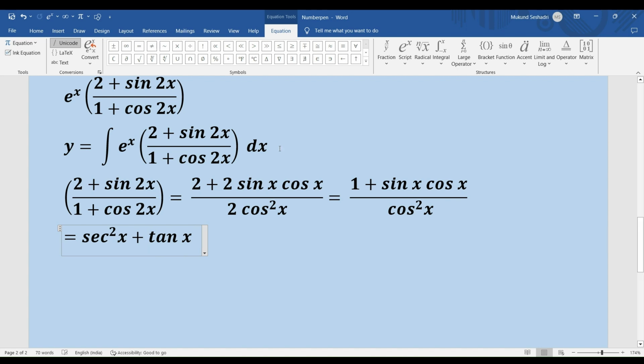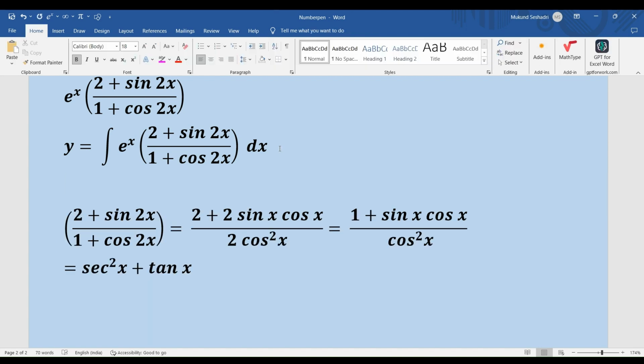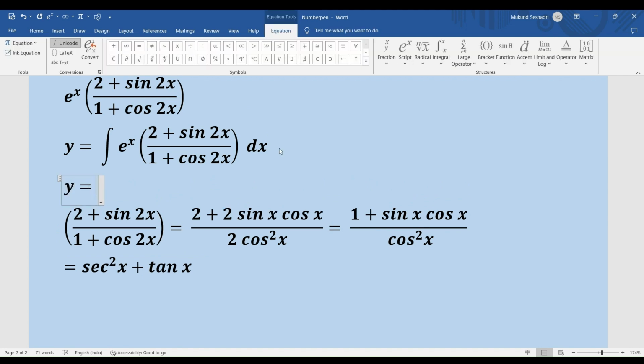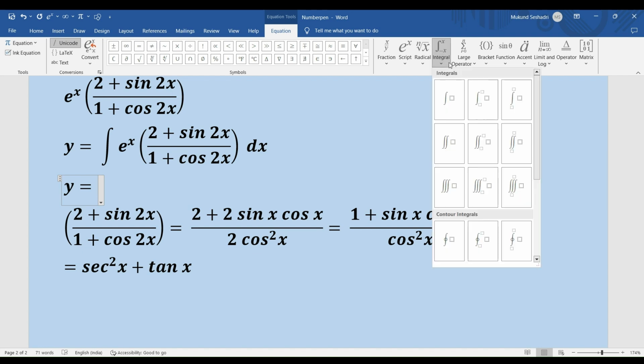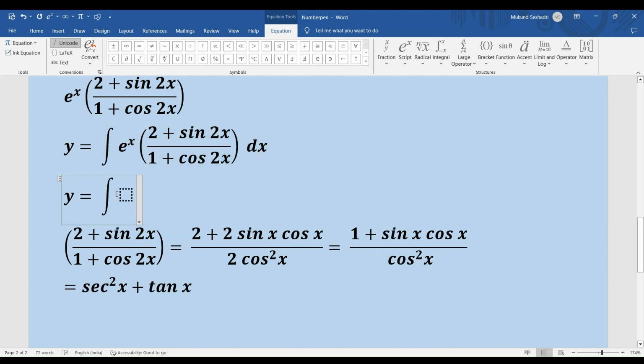Now I go back to my y and you see that we've been able to reduce this to a format e to the power x times (f of x plus f dashed of x), right? Why is that? Because my d by dx of tan x is nothing but a secant square x, right? So let me rewrite my y. My y is now the integral of e to the power x times (secant square x plus tan x) dx, right?